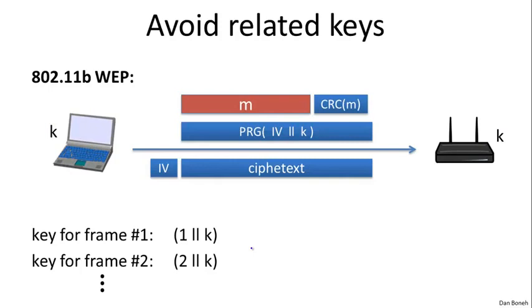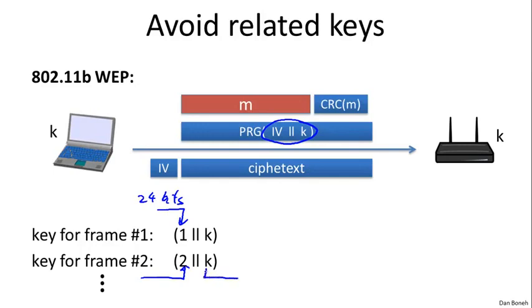So you notice that the designers of WEP basically wanted to use a different key for every packet. Okay, so every frame is encrypted using a different key, this concatenation of IV and K. Unfortunately, they didn't randomize the keys. If you look at the key for frame number 1, it'll be this concatenation of 1 and K. This field is 24 bits. And then the key for frame number 2 is the concatenation of 2 and K. The key for frame number 3 is the concatenation of 3 and K. So the keys are very closely related to one another.